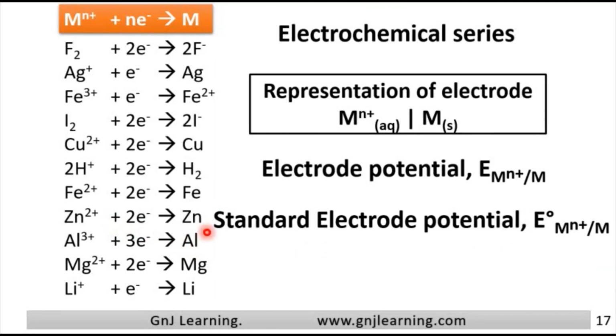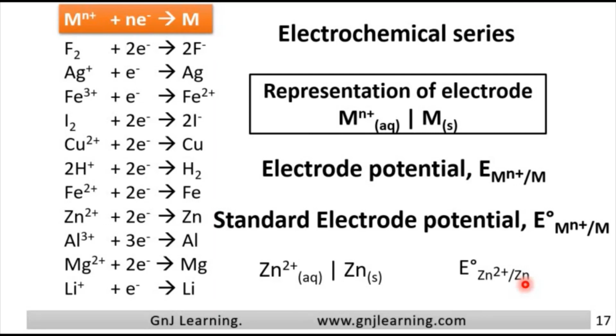Let's take an example of zinc. If you want to represent zinc, then you have to represent it like this. First the oxidized part, then its physical state, vertical line, and then its reduced state. And its potential difference is denoted as E0 oxidized state slash its reduced state.